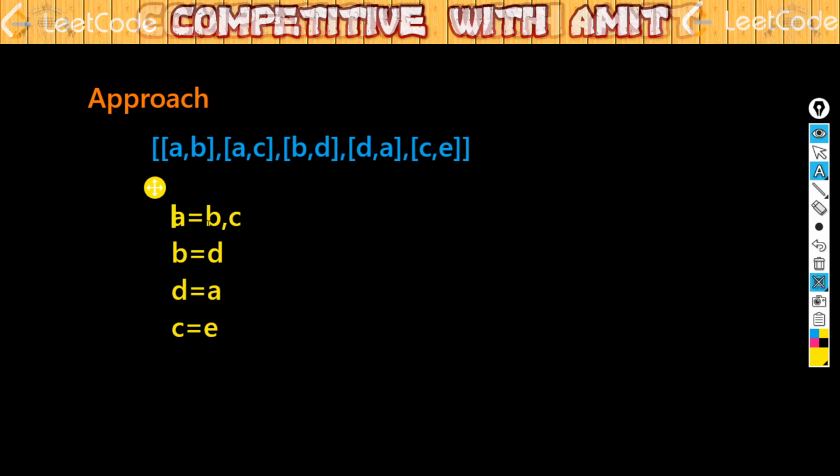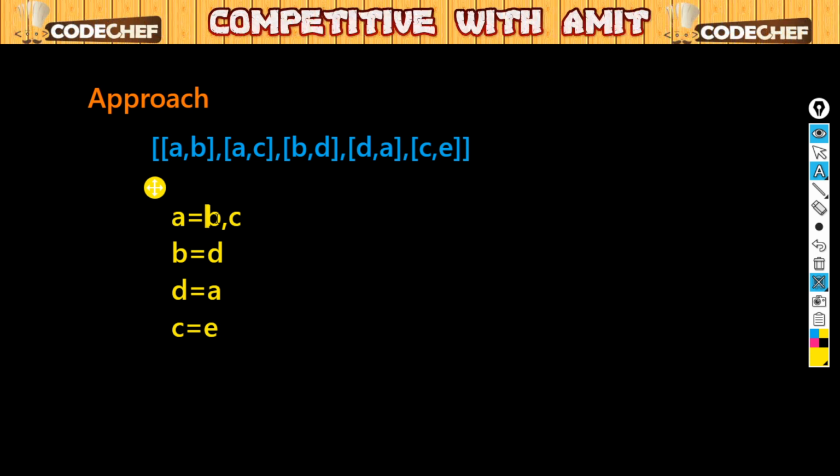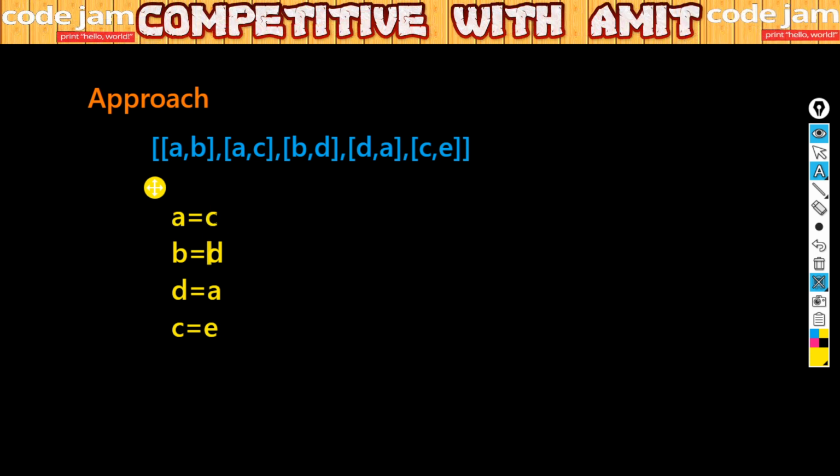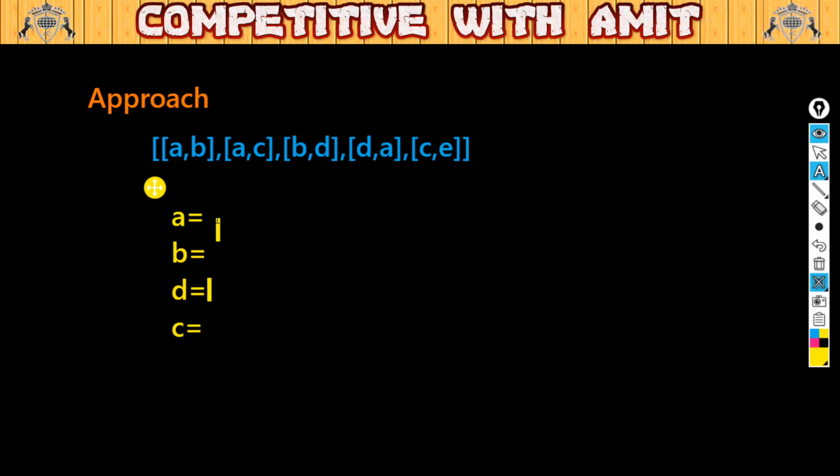Now we have two paths, B and C. If we have visited B, then we will remove it. Once we have visited, we have to remove. So after this we have visited A, so it will map to C, and C will be terminated. After that C will go to A. So our path will be this.